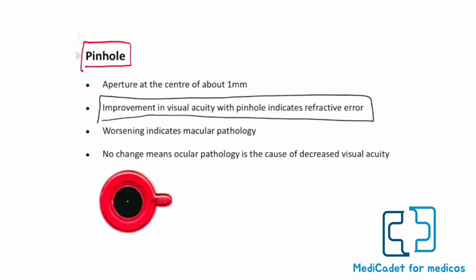Suppose somebody's visual acuity is 6/36. And suppose after putting the pinhole, we denote it as with pinhole, it improves to 6/6. So the visual acuity was 6/36, but it has improved to 6/6 with pinhole. This indicates that there is a refractive error. So what is the first thing I have to do for this patient?